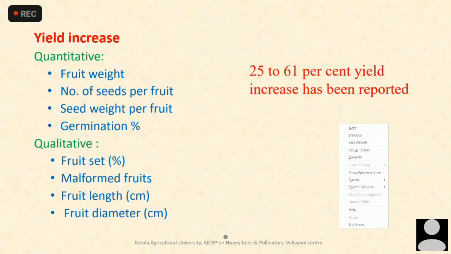And in the studies conducted in our area, even in the polyhouse, we tried the stingless bees, and we got up to 61% yield increase. But the thing is that the farmers are not much aware of this efficient utilization of bees in pollination. So we should concentrate on bee keeping, so that we can efficiently utilize the bees and increase agricultural production, I mean crop production, as well as sustainability.